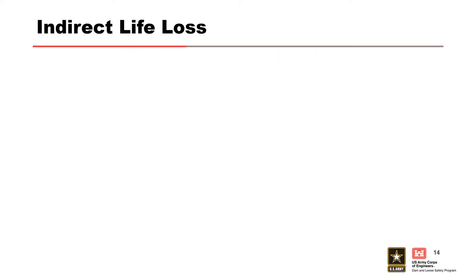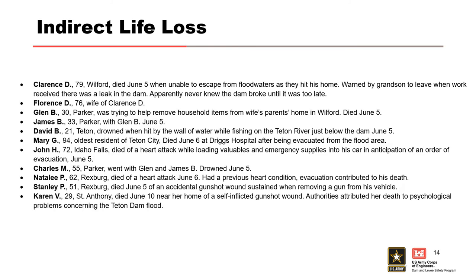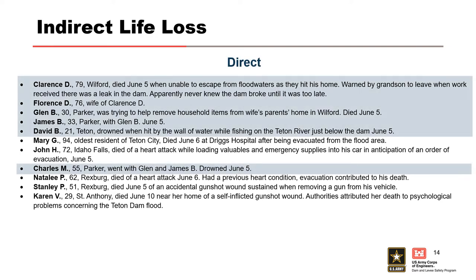How many people died during the Teton Dam failure? Eleven is the official number. How many of those were direct versus indirect? That's where it gets interesting. These are the people that died, but when you break it down to direct versus indirect, the direct ones are those that had direct interaction with the flood.